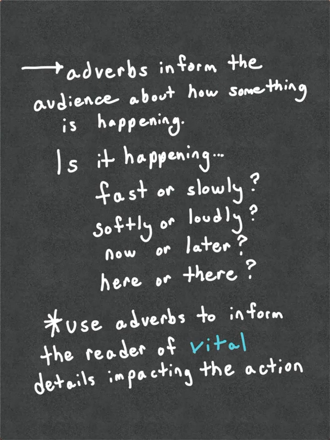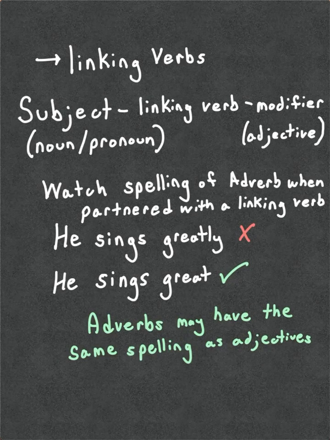When you are going to use an adverb, it's because you have something to add about how something is happening. Is it happening fast or slowly, softly or loudly, now or later, here or there? When you have vital information you want to share with your audience, as in you have a vital descriptive word for what's happening, it's really crucial to getting the gist of what's happening right now, well then use that adverb. But if you don't need to use it, just skip it. Keep your writing as simple as possible. A quick note while we're going along here about adverbs and linking verbs.